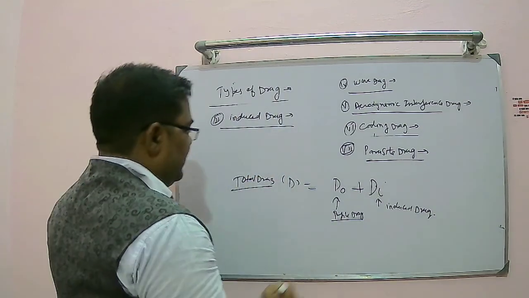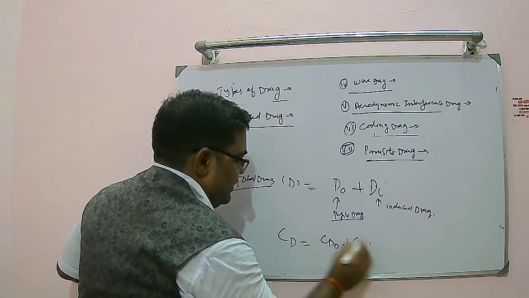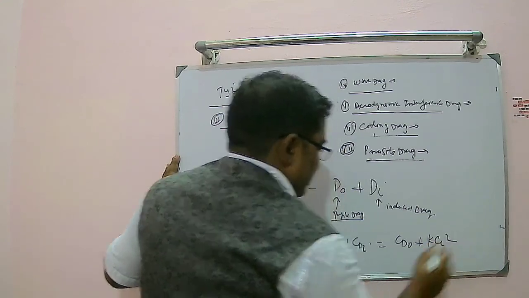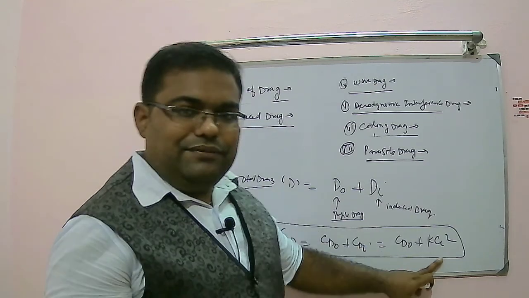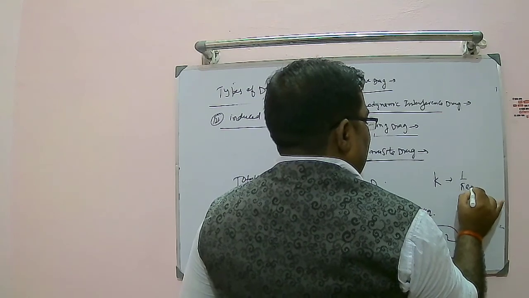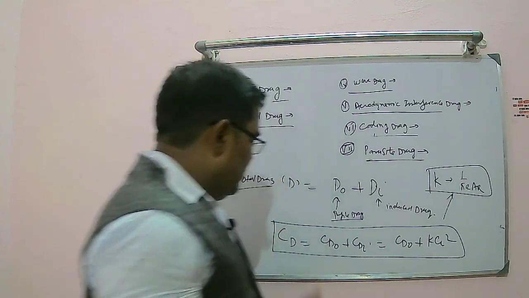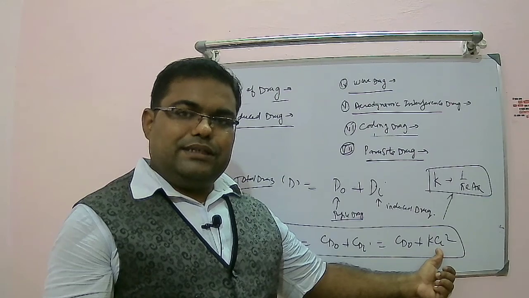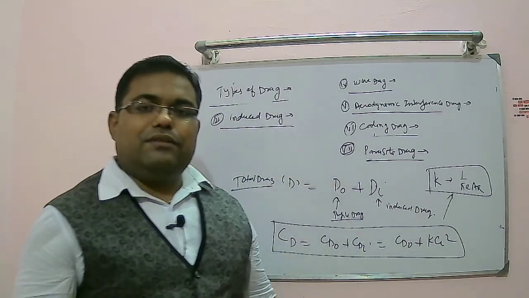If we write in terms of coefficient of drag, it can be written as CD = CD0 + CDi, or CD = CD0 + K CL², right? The induced drag is due to the lift, and K is a coefficient, which is 1 upon pi e AR. So the coefficient of drag is the profile drag coefficient plus the induced drag coefficient. This is known as total drag. Is that clear? Like that we do the calculation of total drag.